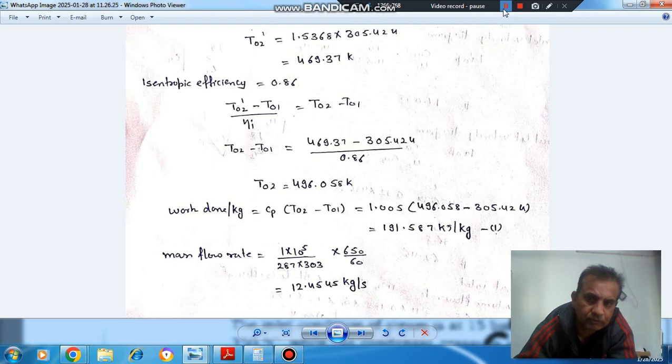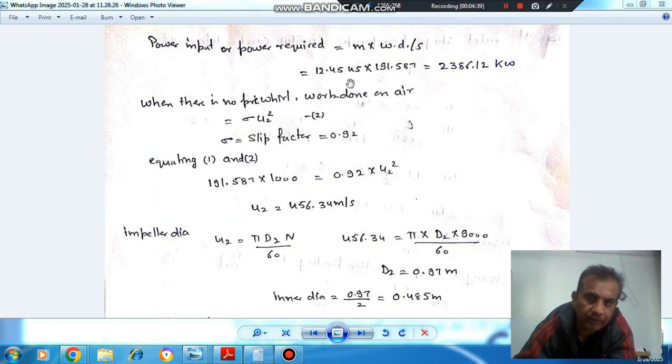Now we have the mass and the work done per kg. From these two we can calculate the total power required. Power required is m into work done per second. So that comes as 2386.12 kilowatt. Now in terms of blade velocity, the work done on air per kg can also be calculated as sigma U2 square, and the work done on air per kg is this 191.587, and sigma is your 0.92.